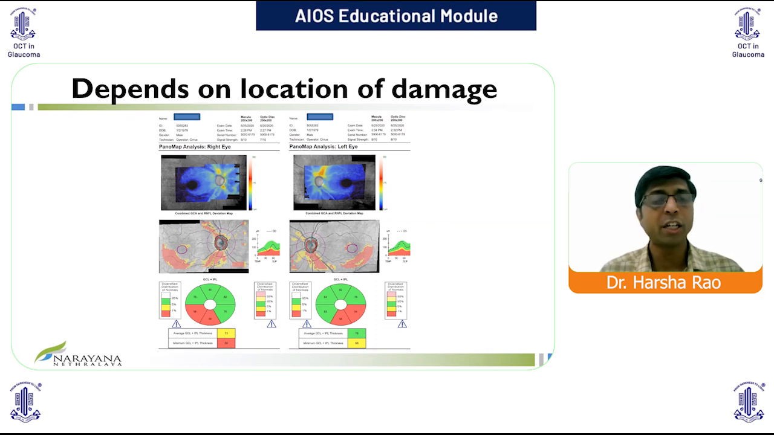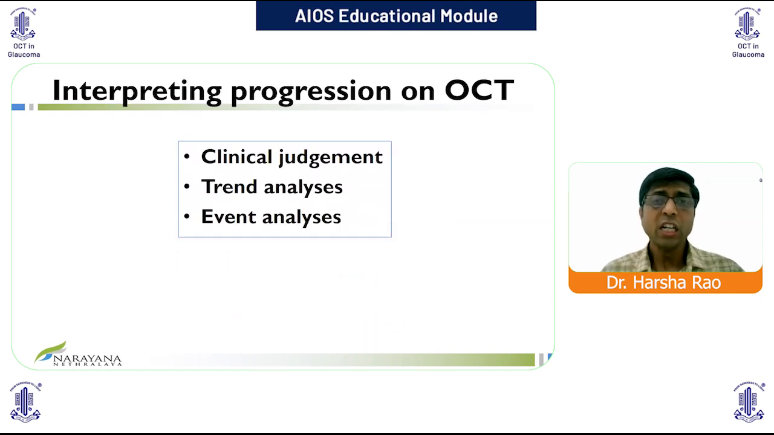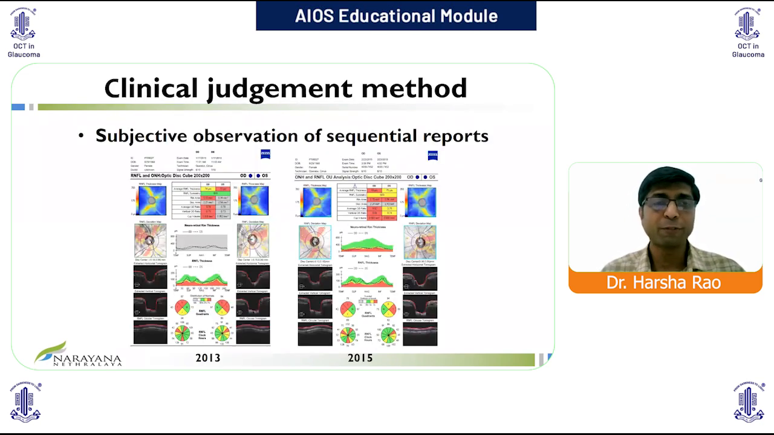Both of them are complementary to each other. So a quick note on how we interpret OCT for progression. We can use OCT scans to detect progression in multiple ways. One is a clinical judgment method. The other two are algorithm-based evaluation, which is the trend and the event analysis. We'll quickly go through each one of them.